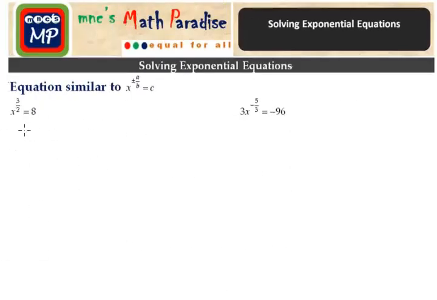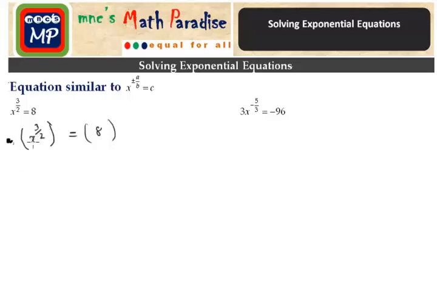Now we will redo the previous two examples using a different approach where x has a fraction power. So for example, in this example, x has fraction power 3/2. If we raise x to the fraction power 3/2, that equals 8. We want to find x, that means x to the power 1.